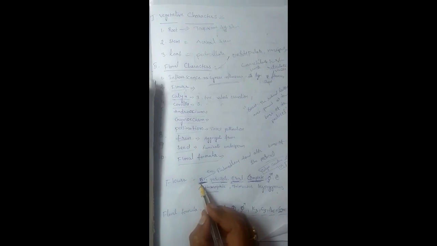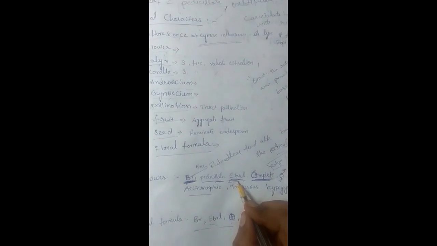Bract means the reduced leaves present at the base of the pedicel. This is the bract. So here the flower is bracted. Coming to the description of the flower, the flower is bracted, BR. Pedicellate, EBRL. EBRL means absence of the bracteoles.